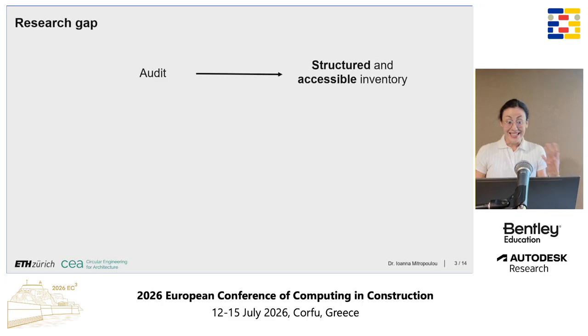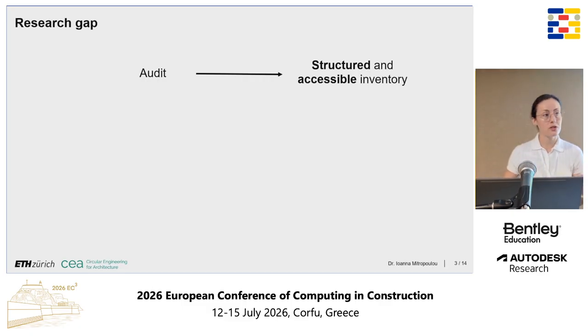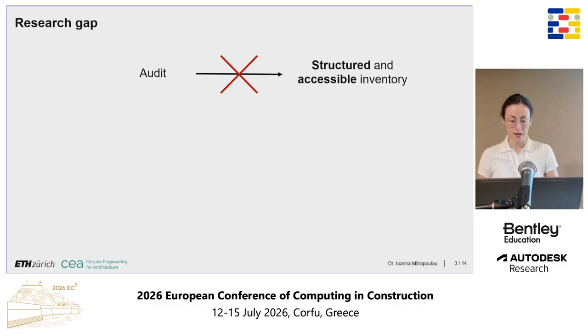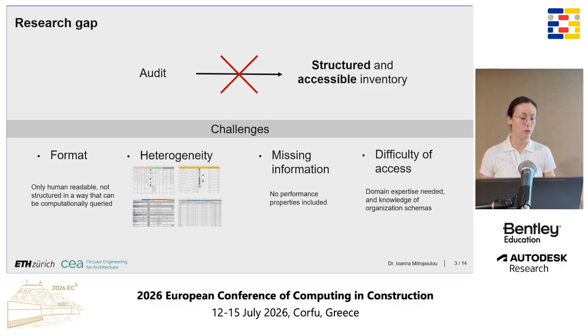Now, ideally, from an audit, we would like to have a structured and accessible inventory. However, that's generally not the case. There are many challenges to getting there. And so some of the challenges are here. For example, the format is generally PDFs, so only human readable. There is considerable heterogeneity, so everyone has their own template. There is missing information, so while geometric attributes are generally documented, we usually don't have performance properties, for example, which are very important for reuse decisions.